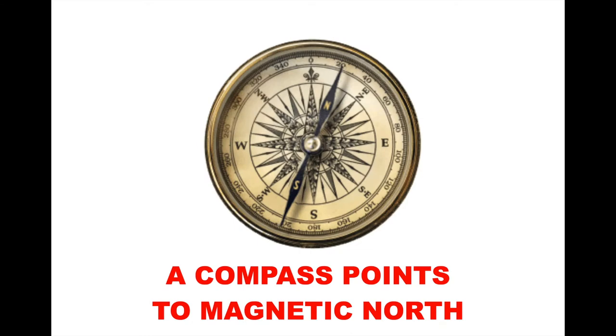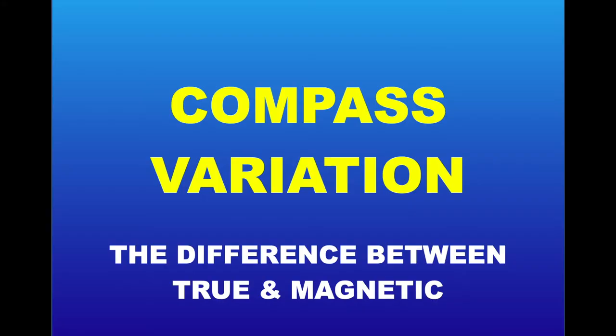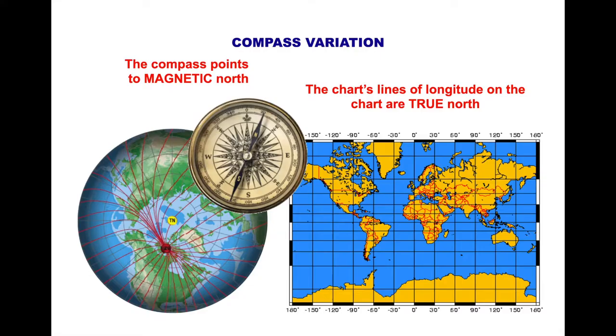The compass points to magnetic north. The compass variation is the difference between true and magnetic. So the compass points to magnetic north. The chart's lines of longitude go to true north. So the variation will be between the true north and the magnetic north.